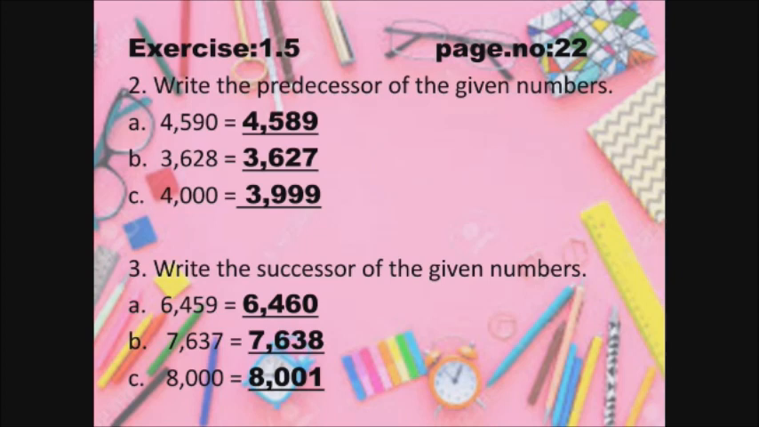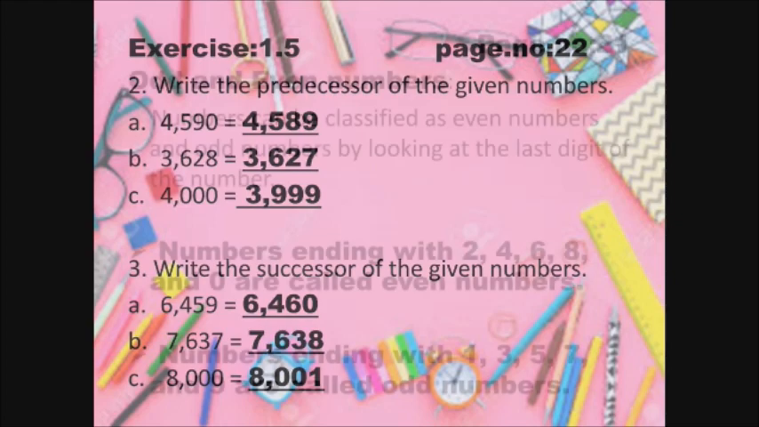So next one is 7637. So if you add 1 to it, you will get 7638. Next, see sum 8000. So if you add 1 to it, you will get 8001. So this is the successor and predecessor. So copy down these answers in your textbook.